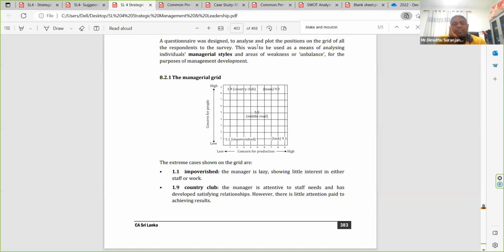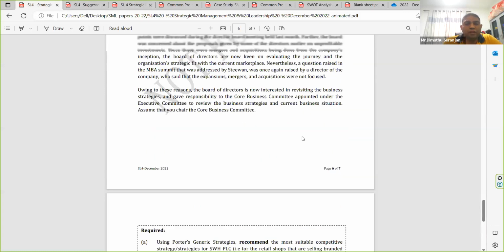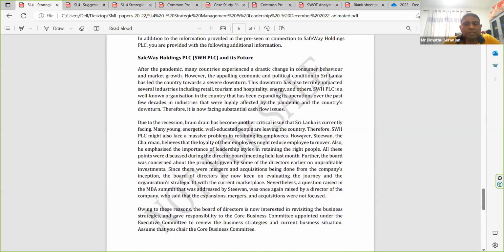Team is the ideal one, no? Best leadership style. More attention to both variables, tasks and the people. This is the managerial grid. Now the question is the leadership style of Stephen. Now from the unseen, do we have any information? So unseen, let's see.